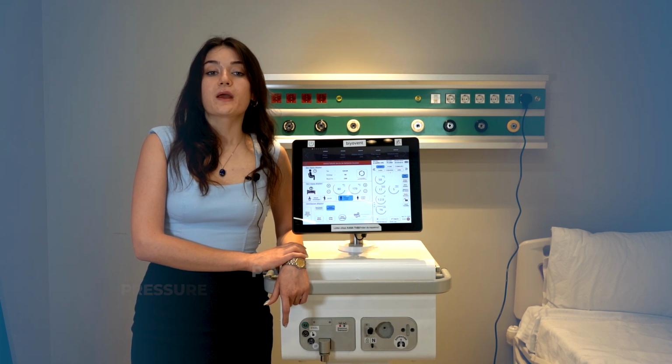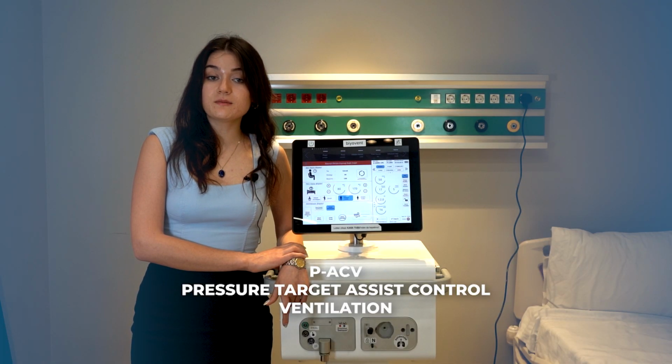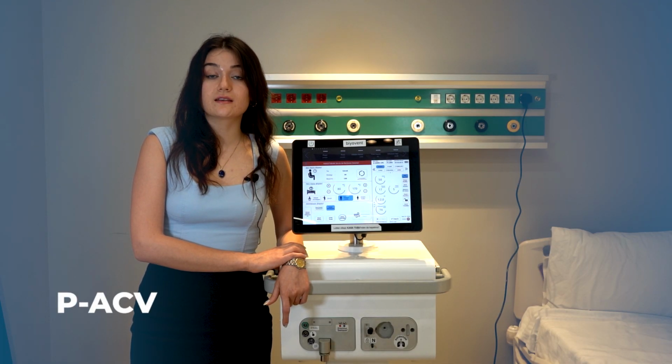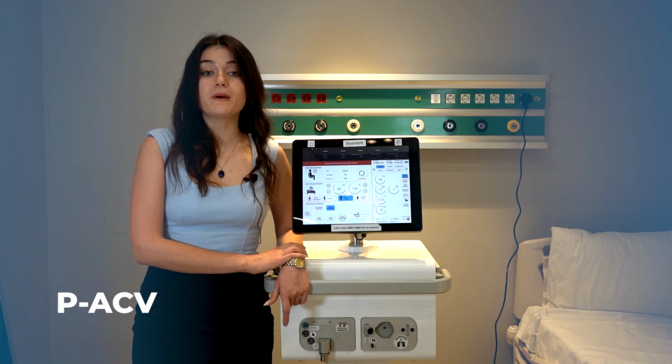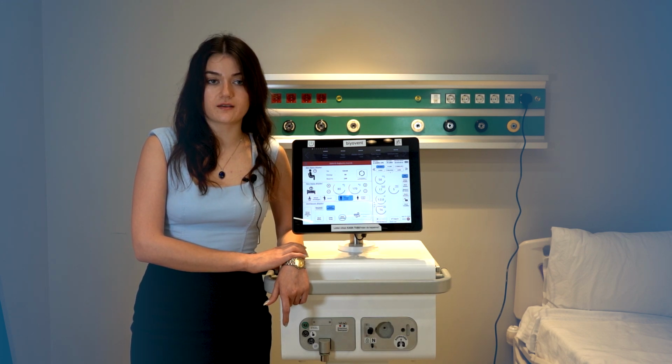The next mode is Pressure Target Assist Control Ventilation Mode. There is a conventional time cycled, pressure targeted ventilation time. This mode provides assisted respiratory support within a specific pressure range. The patient's own breathing efforts are supported within this pressure. This mode is designed to support the patient's respiratory efforts and help control ventilation. It is also pressure targeted and time cycled. On the other hand, this mode is patient ventilator triggered.